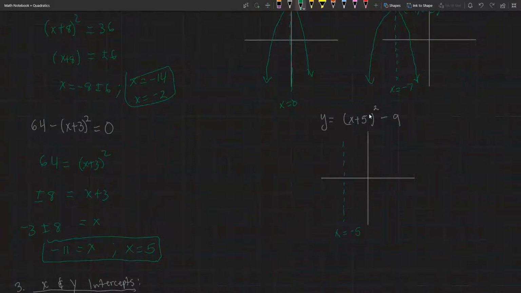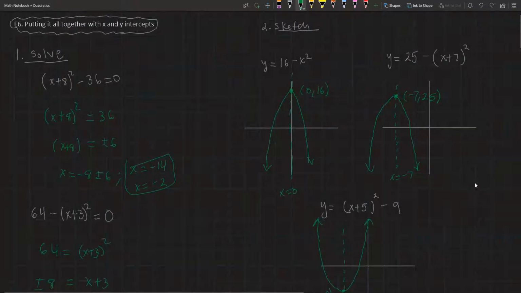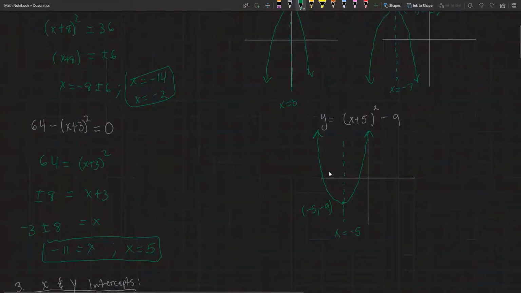When that happens, we get a 0 minus 9, meaning the y value is negative 9. Negative 5, negative 9 are the coordinates of the vertex, and this is curving upwards. And again, for number 2, I won't be labeling the x-intercepts. But what I mean by that is this point where it crosses the x-axis, this other one, and this one. They may be incorrect, but that's our goal for this lesson.